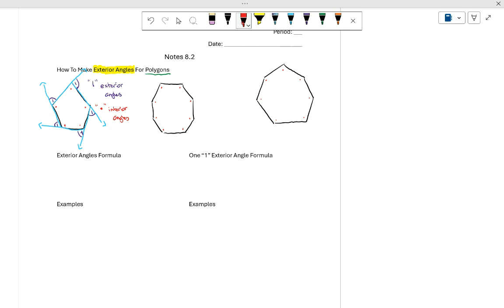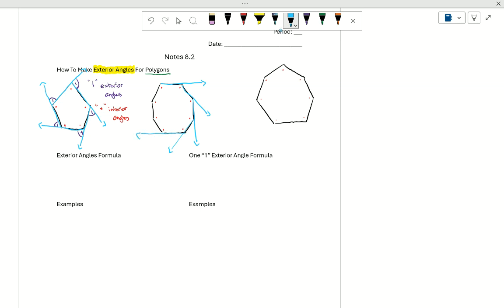All right. So if I were to go over here to the octagon, let's make the exterior angles for each one of the sides. So I'm just going to take a side, start at it, and extend that side. So I'm starting at the top. Extend that side outside the shape. And then just go around the shape in a clockwise manner and extend each one of the sides outside the shape. And when you do that, you will have created all the exterior angles for that shape.